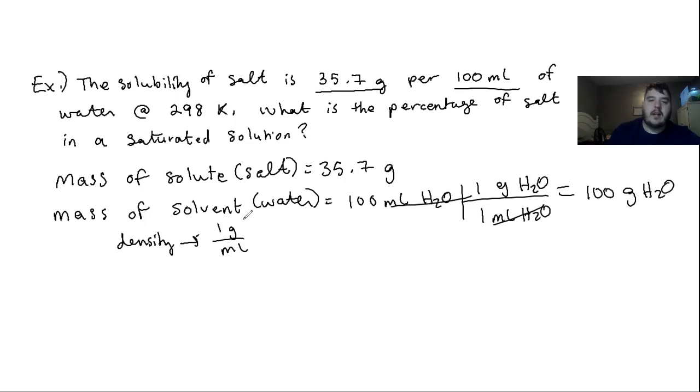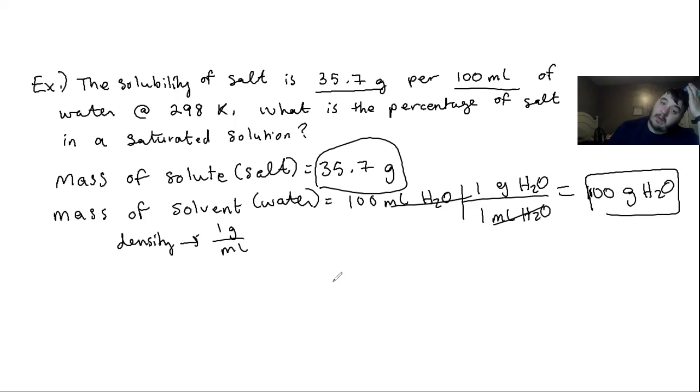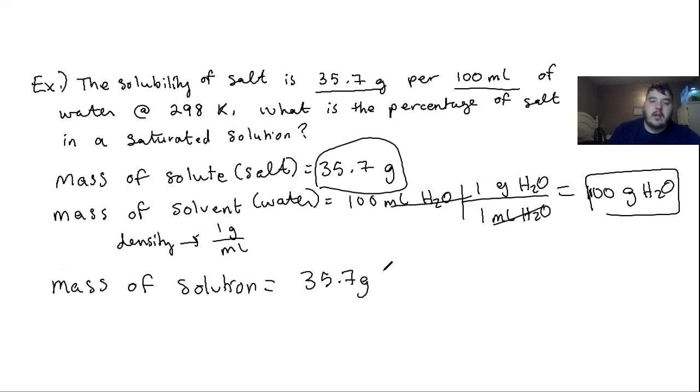So what do I have here? I've got 35.7 grams of salt, 100 grams of water. Okay, so if I want to calculate the total percentage of salt in this solution, I need to know what my solution mass is. Well, the mass of the solution is quite simple. All I need to do is add these two things together. So mass of solution here is going to equal the mass of the salt, which is 35.7 grams, plus the mass of the water, which is 100 grams, and that's going to give me 135.7 grams.